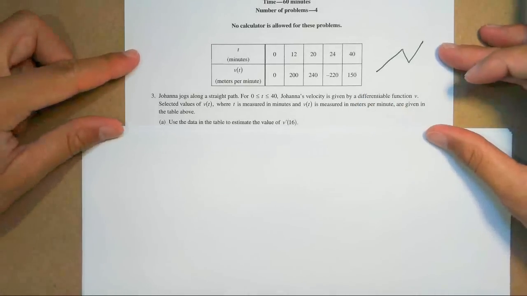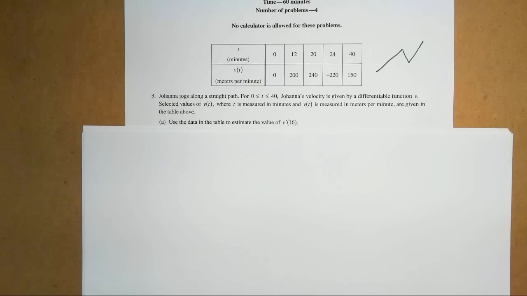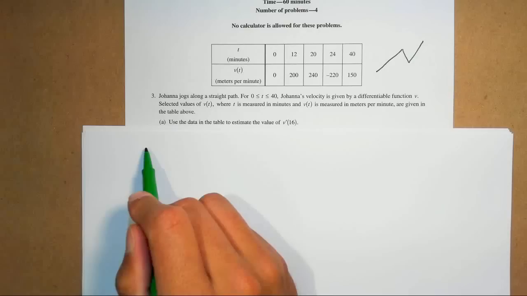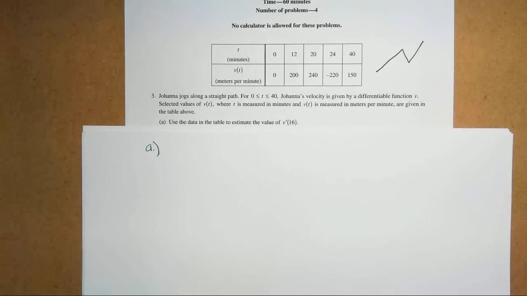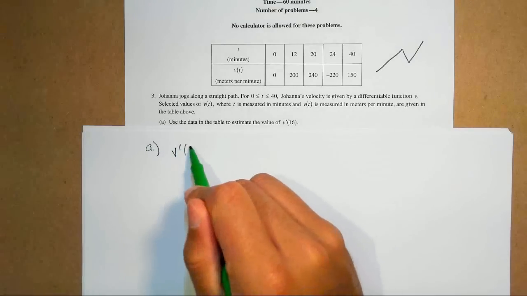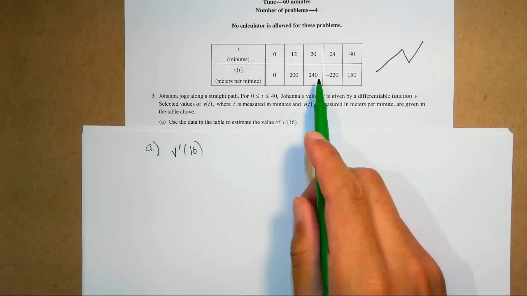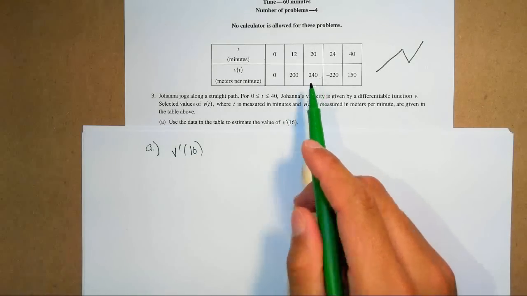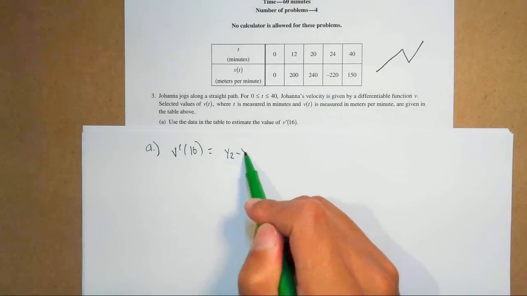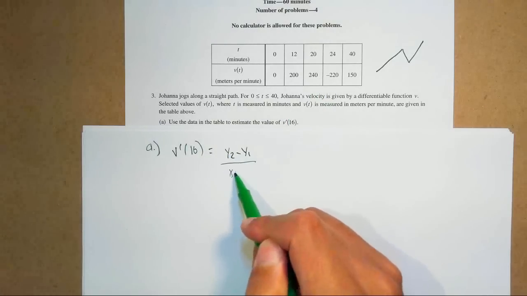Part A says, use the data in the table to approximate the value of v prime of 16. What they're asking me to do is find a derivative at 16. When you look at it, you're like, oh, that's awesome, I can find a derivative. V prime is me finding the derivative of velocity. Problem is, there's not an equation. There's only values. So every time they ask you to find a derivative of a value and all they give you is coordinates or a graph, what you're actually going to do is apply the slope formula: y2 minus y1 over x2 minus x1.